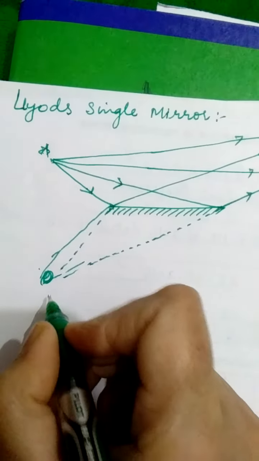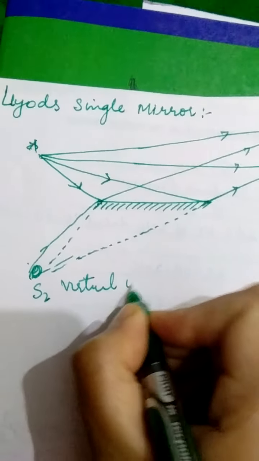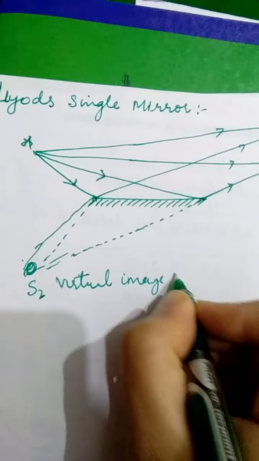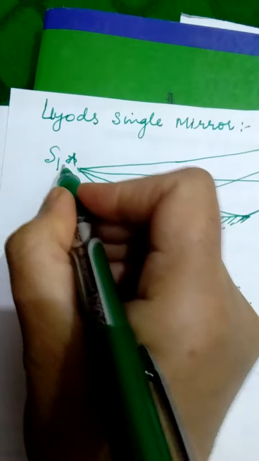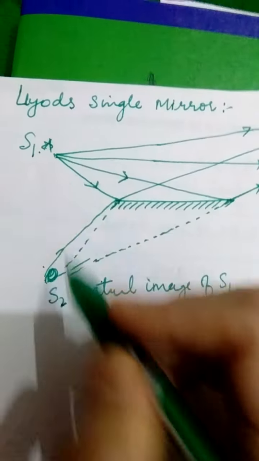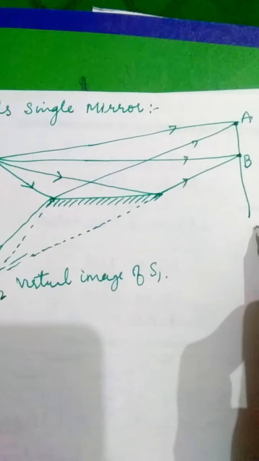So this is another source, S2, the virtual image of S1. So we have obtained two sources now. S1, and its virtual image S2, which are coherent sources, and they are going to produce an interference pattern that will be visible on the screen.